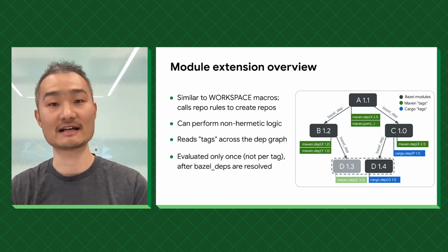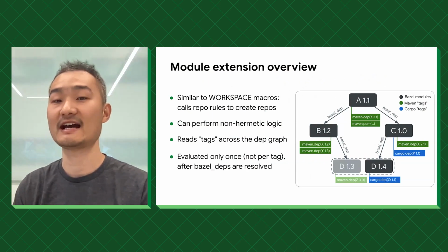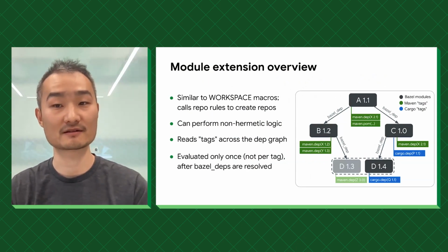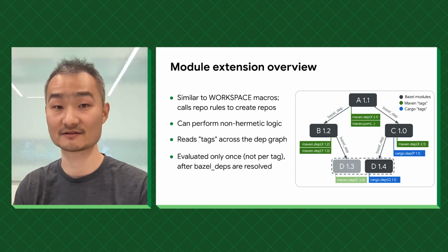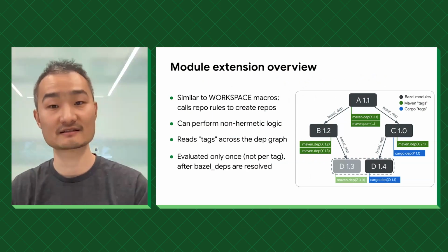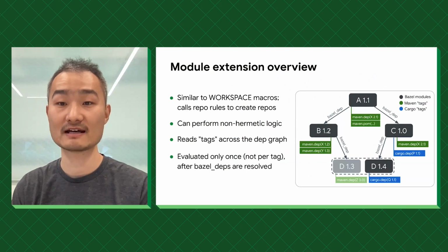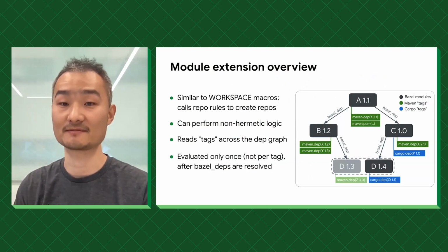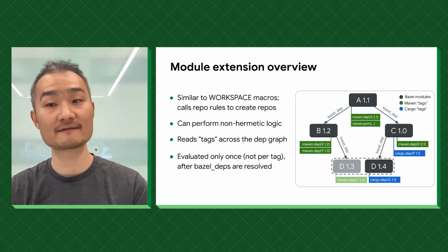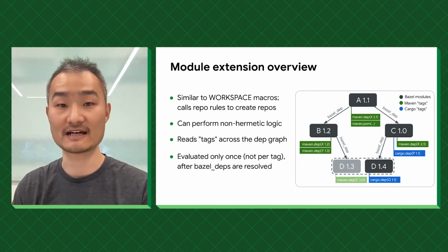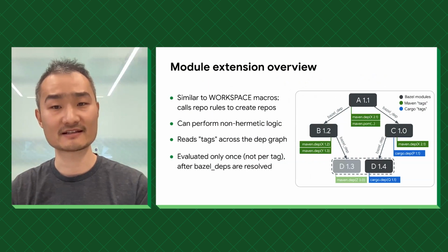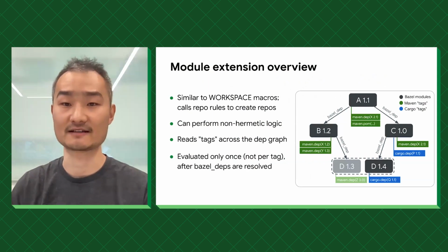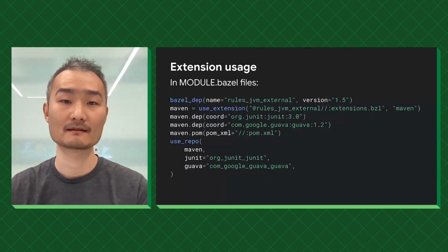You can think of each one as a module.bazel file. The tags are pieces of data that the user can specify for an extension to read. An extension such as Maven is evaluated once after all Bazel deps are resolved and gets to read all the green tags in the dependency graph. Similarly for cargo and the blue tags. Notably, the extension is not invoked once for each tag.